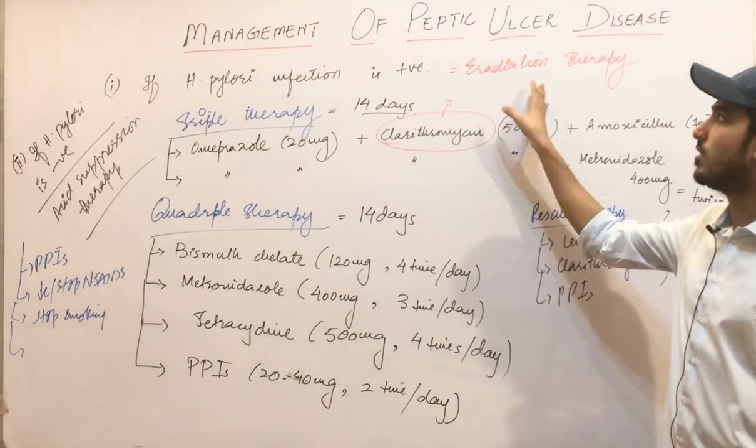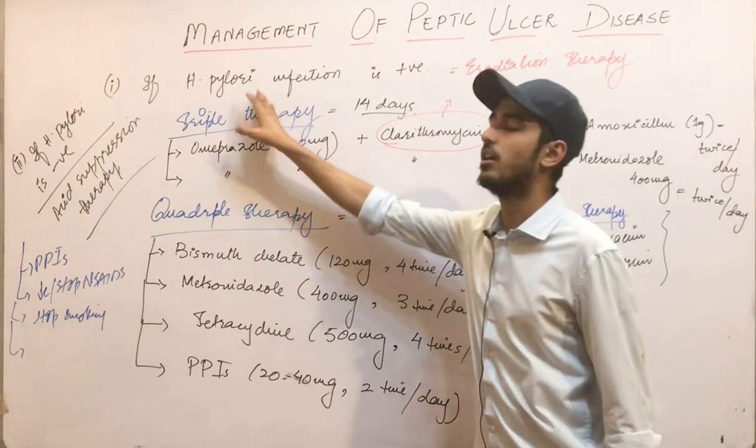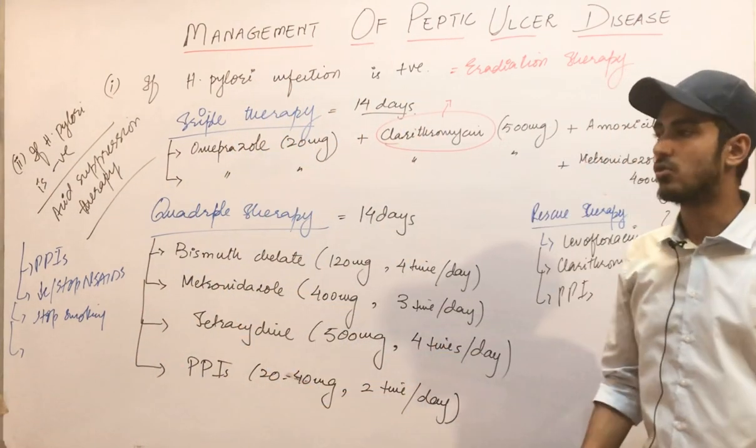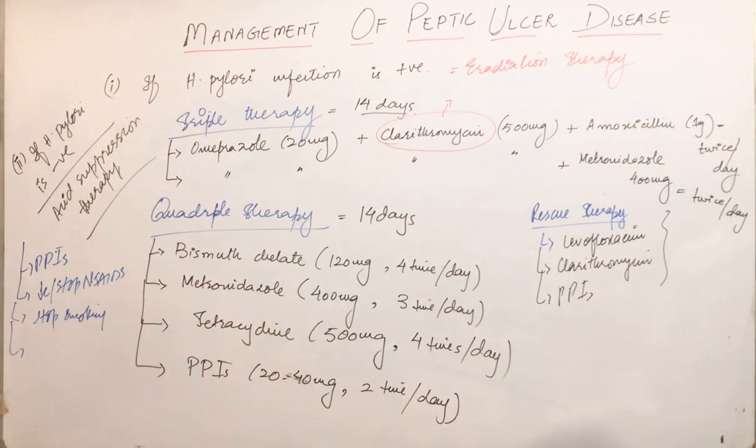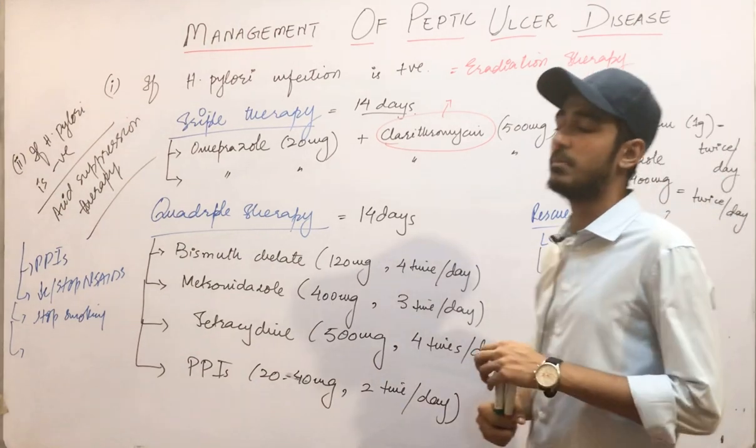So basically the main use of this eradication therapy is in H. pylori infection. Anything that is remaining in this, I think I have completed almost all about the medical treatment of H. pylori. So this is all about the medical management of the peptic ulcer disease.